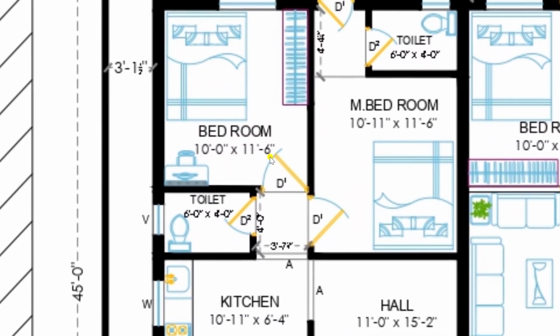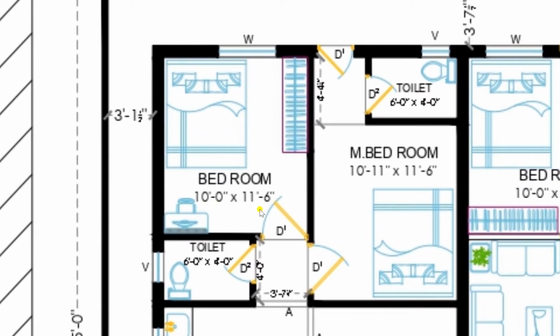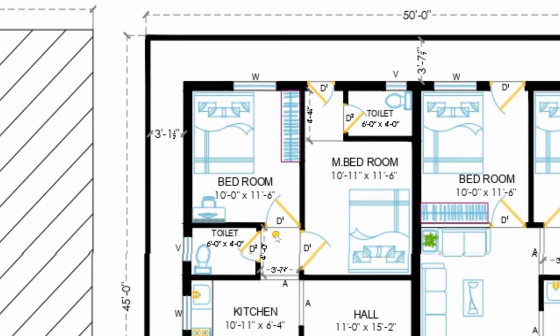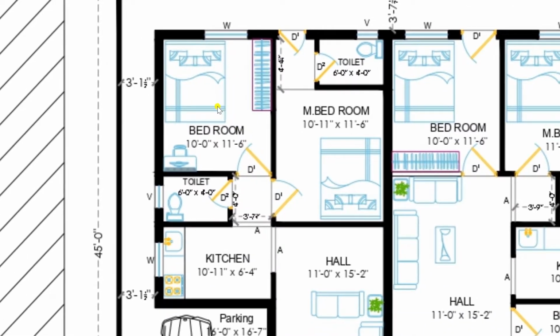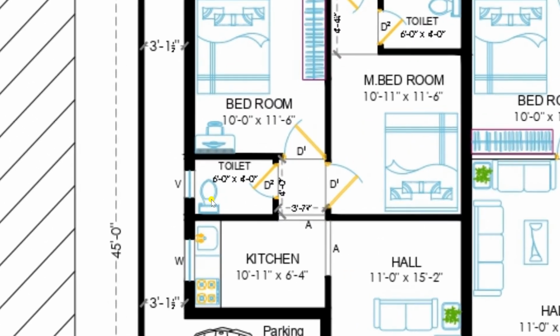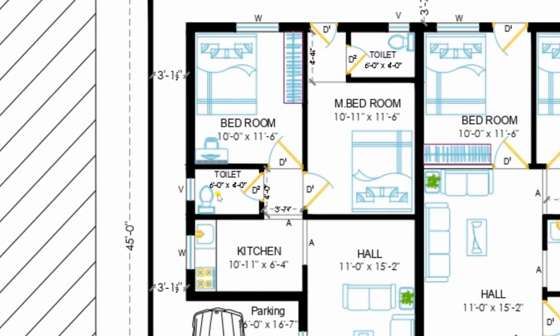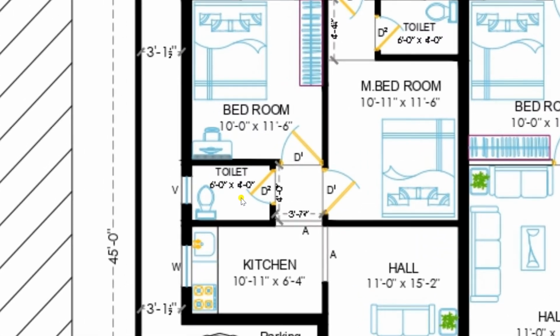Let us come inside and move towards another bedroom, which is of size 10 feet by 11 feet 6 inches. It is a lavish, comfortable bedroom. Now you can view on the left hand side there is a common toilet available for the other family members also. The toilet size is 6 feet by 4 feet.